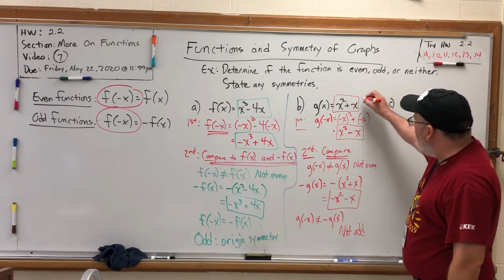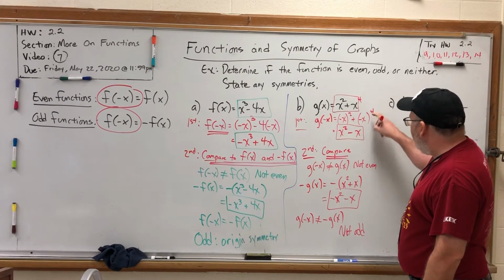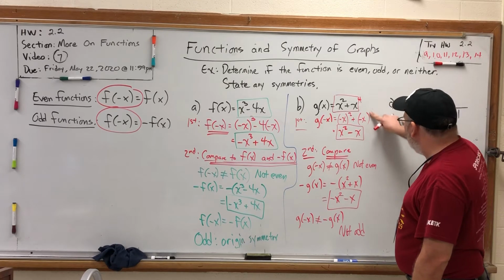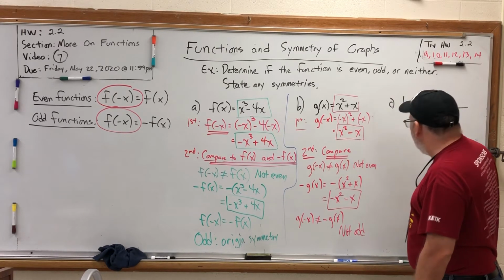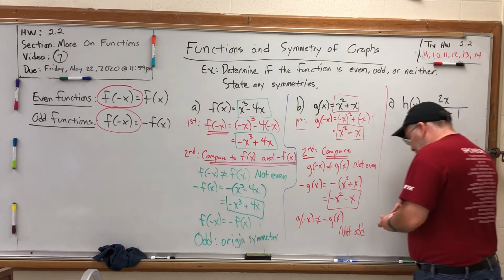Had this had an even power like 4, then it would have killed the negative, and it would have gone back to being the same. It would have been an even function. But let's take a look at this last one.